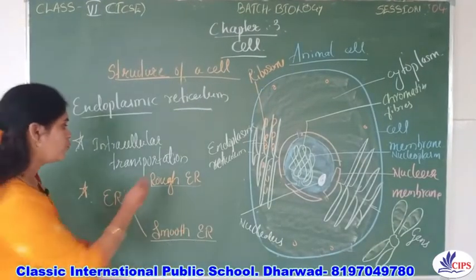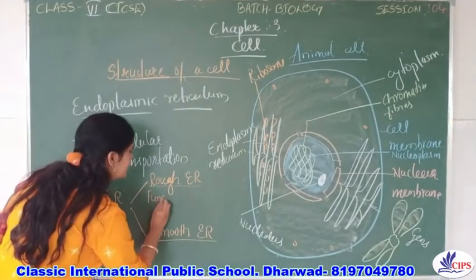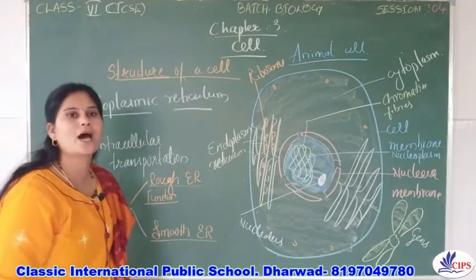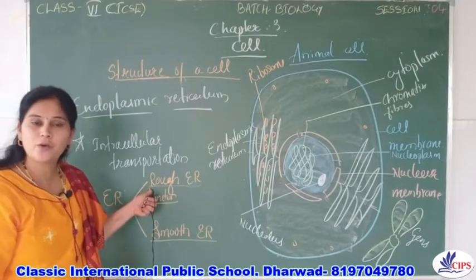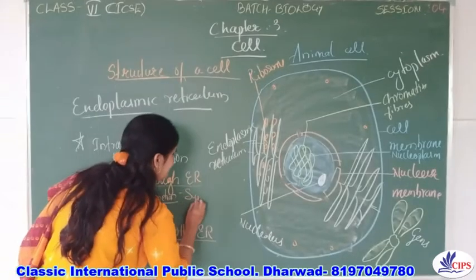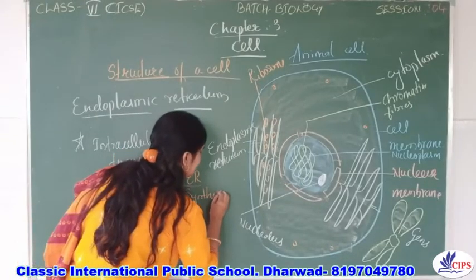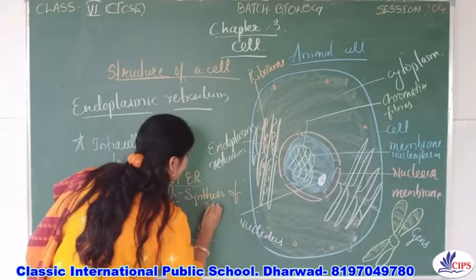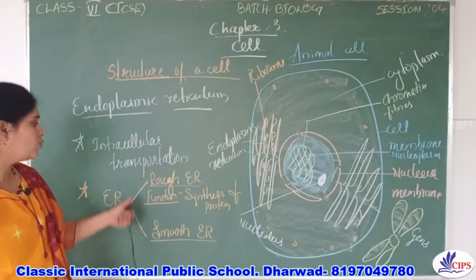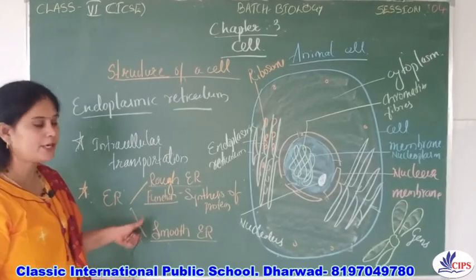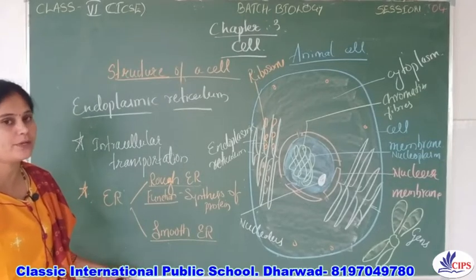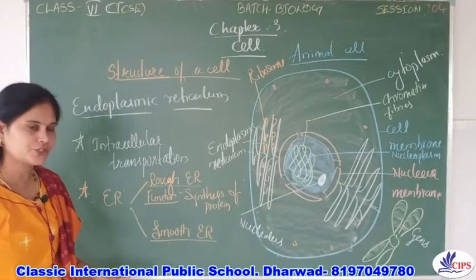Now let us see what is the function of this rough endoplasmic reticulum. Since the ribosomes are present, rough endoplasmic reticulum helps in the synthesis of protein. The function is very important. They will ask separately, what is the function of rough endoplasmic reticulum? What is the function of smooth endoplasmic reticulum? You must be able to write the functions, right?